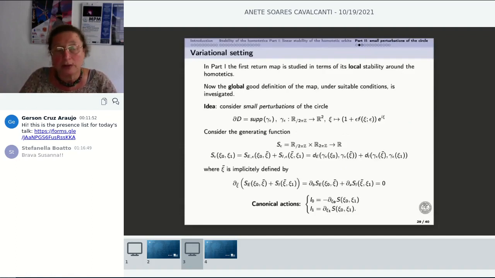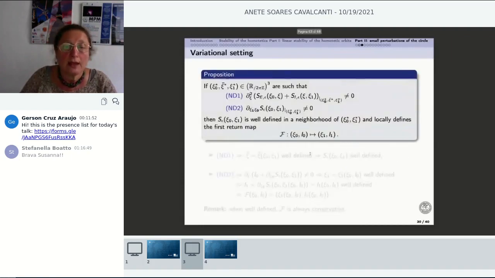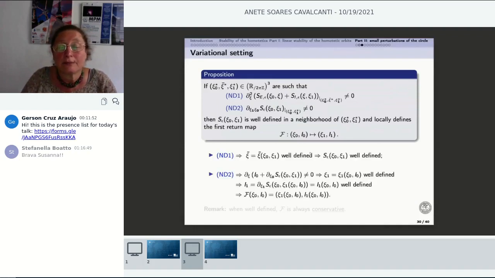And then we can compute, or try to compute, the generating functions, the perturbed generating functions, and look at them from a perturbation point of view. In general, we can refer to the canonical actions associated with the generating function. And we find that the map can be, in fact, globally defined when the unperturbed generating functions satisfy some non-degeneracy condition.